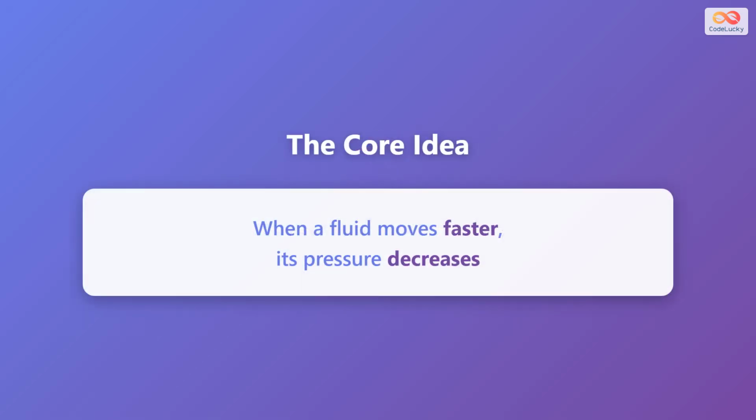At the heart of Bernoulli's principle lies a simple but powerful idea. When a fluid moves faster, its pressure decreases. And conversely, when a fluid moves slower, its pressure increases. This inverse relationship between velocity and pressure is fundamental to understanding fluid behavior. Think of it this way: fast-moving fluids have low pressure, while slow-moving fluids have high pressure. This concept might seem counterintuitive at first, but it's based on the conservation of energy.